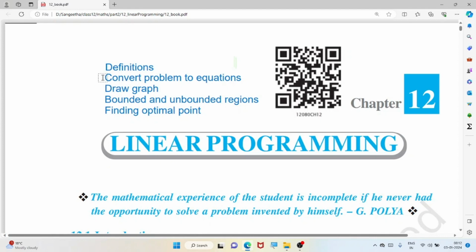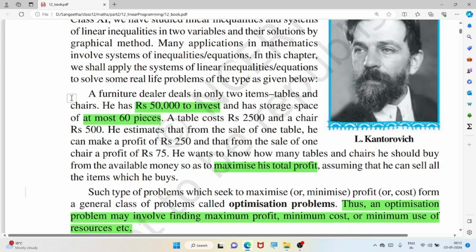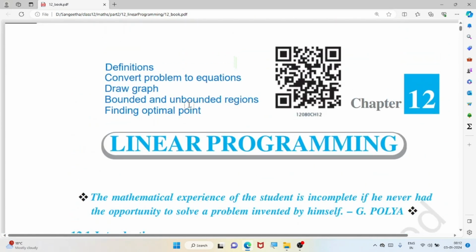Then the important thing is that you should be able to convert the given problem into a set of equations and constraints. Okay, this is important here. So the problem may be in words like this. This is a problem, a furniture dealer. You should be able to convert that into a set of equations and constraints. Then draw the graph. Then find whether it is bounded or unbounded and mark the region. Then find the optimal point.